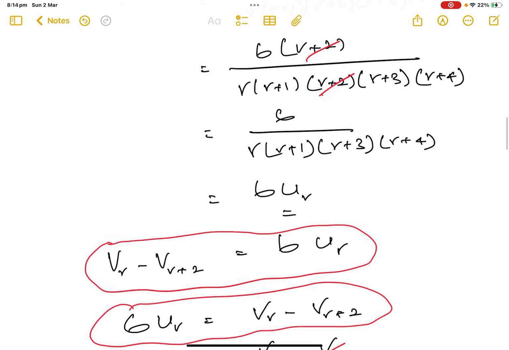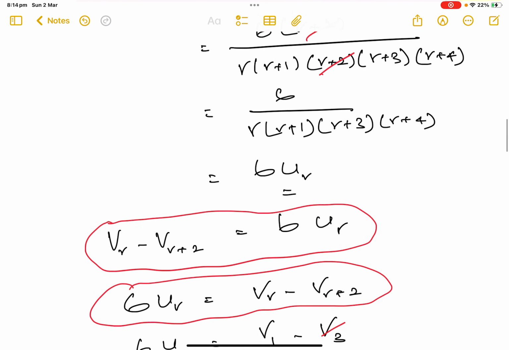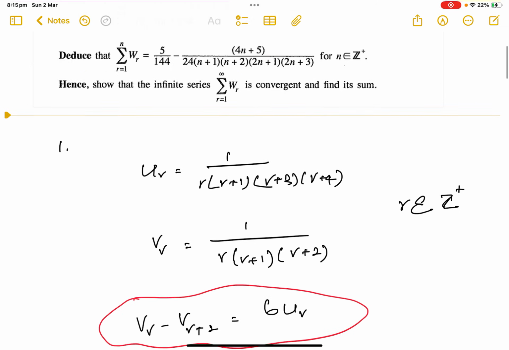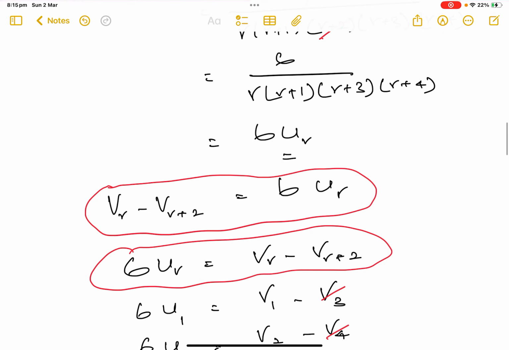And what we need to prove is 6 times U_r, where U_r is already given as 1 over r times (r plus 1) times (r plus 3) times (r plus 4), and 6 there. So that is 6 times U_r. So that part is done.